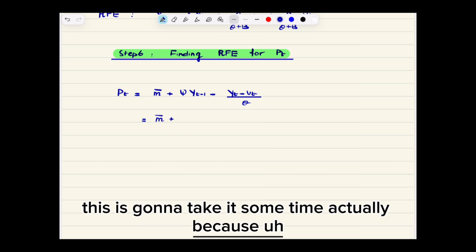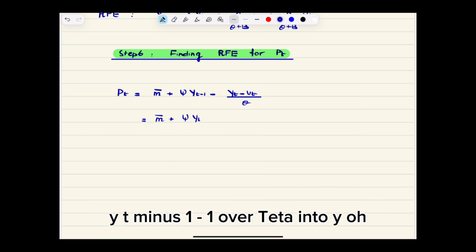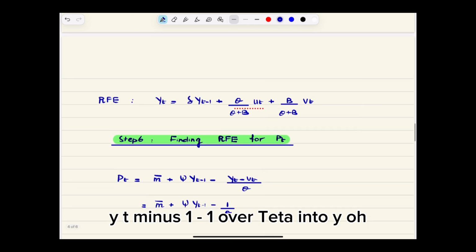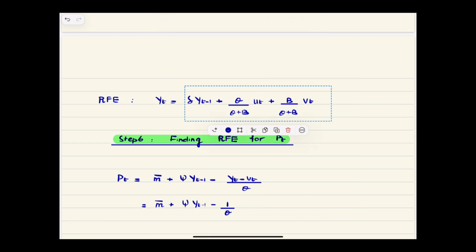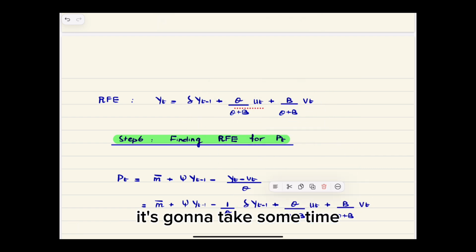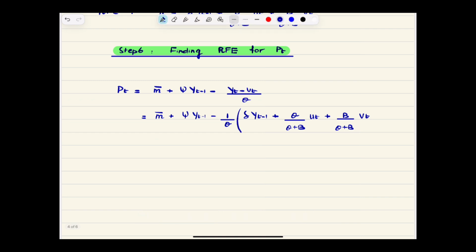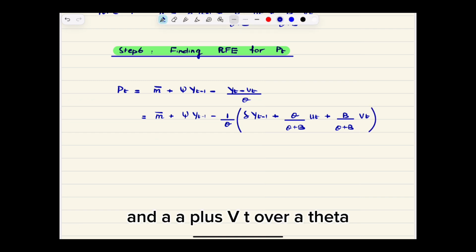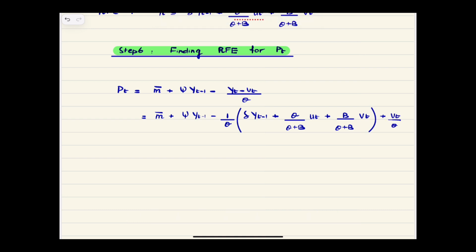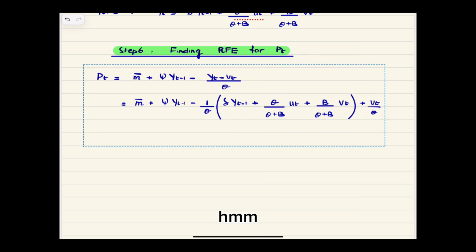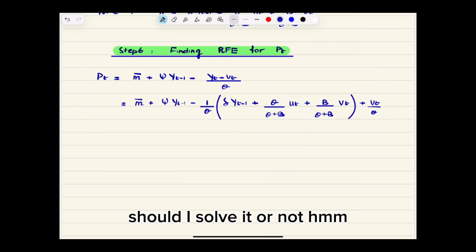This is gonna take some time actually, because yt minus 1 over theta into y, oh, this whole expression. Oh, it's gonna take some time. And a plus vt over a theta. Should I solve it or not? I think it's gonna take some time, but you get the picture.